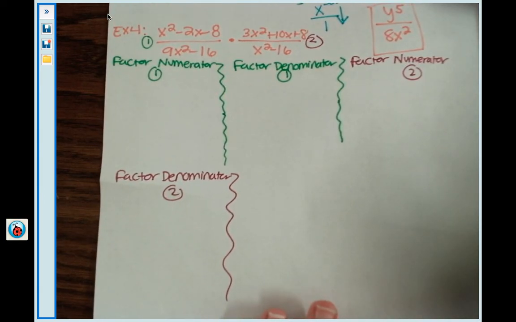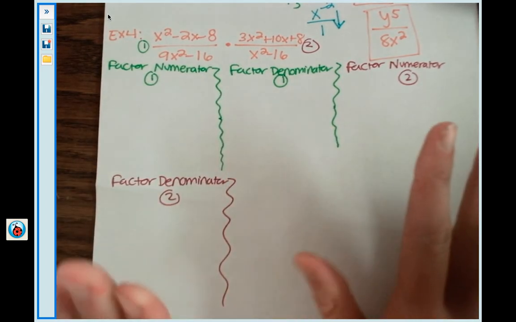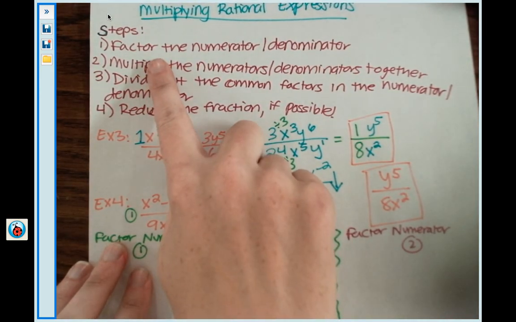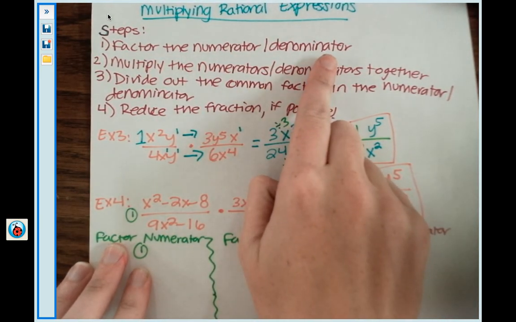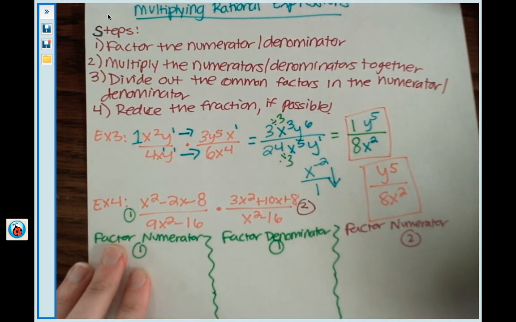Hello, everybody. So we are still multiplying two rational expressions, but now we are shifting from monomials to polynomials, which, don't be afraid, you guys. It's really not that much different. Okay, so the same steps apply. We must factor the numerators and the denominators. We factor every single numerator and every single denominator.